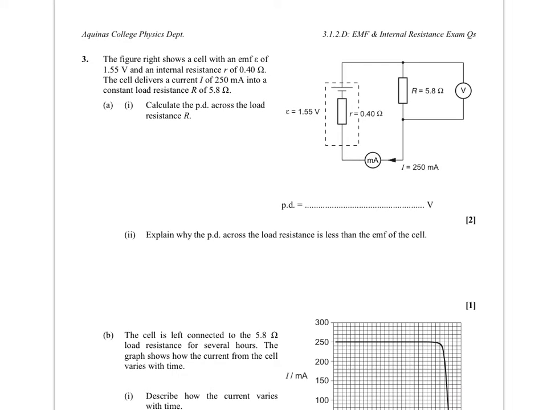Question 3, I've got another circuit with a power supply of 1.55 volts EMF, an internal resistance of 0.4 ohms, an external load resistance of 5.8 ohms, and a current of 0.25 amps or 250 milliamps. And I'm asked to calculate the potential difference across the load. So I've got I, I've got R, I need to work out V. So very straightforward calculation, V equals IR. So 250 times 10 to the minus 3, because it's milliamps, times 5.8 is 1.45 volts.